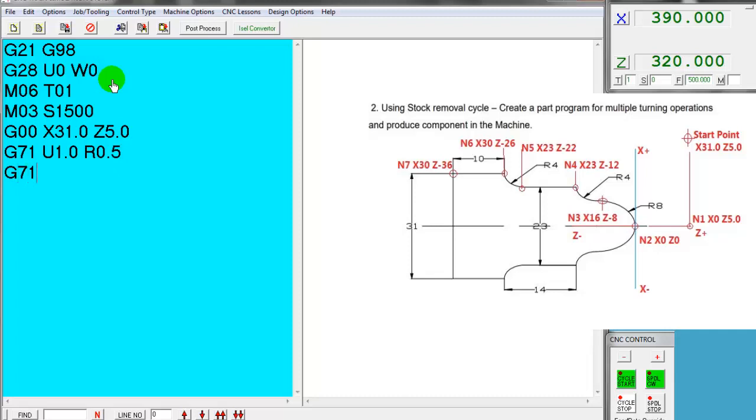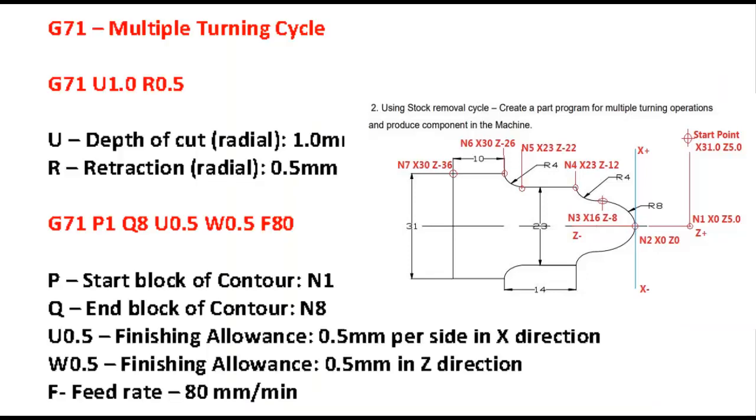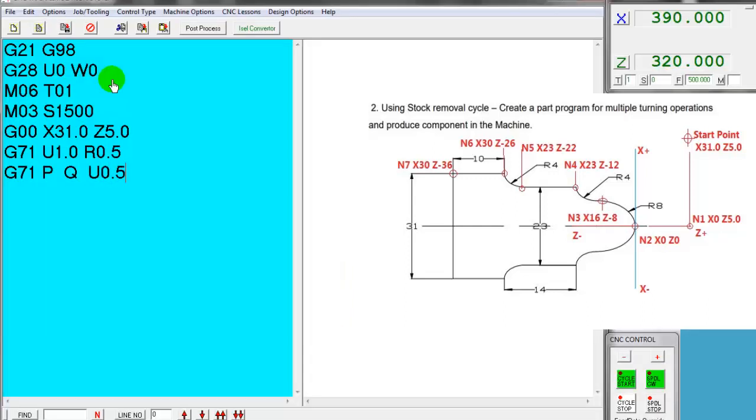The second line tells us that we state the beginning of the subroutine profile that we wish our roughing tool to follow. P1 tells the controller to look for N1 and start reading from that point. Q8 tells the machine to stop reading the subroutine when it reads N8. We are taking the finishing allowance, X and Z, as 0.5 mm, feed rate is 80 mm per minute. N defines the first line of the subroutine. The following code is the profile of the part that we wish to cut.